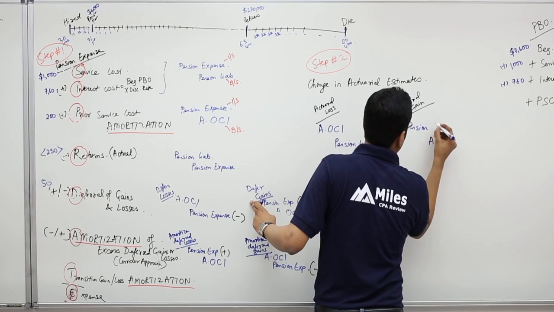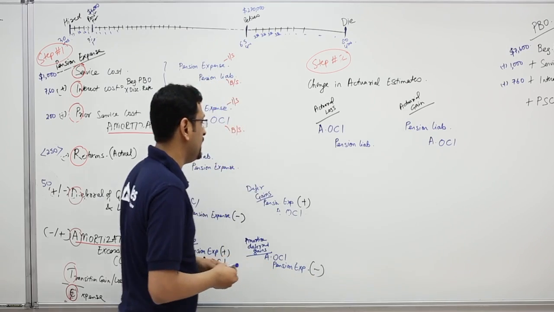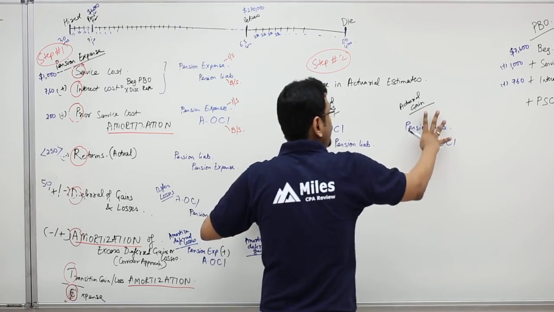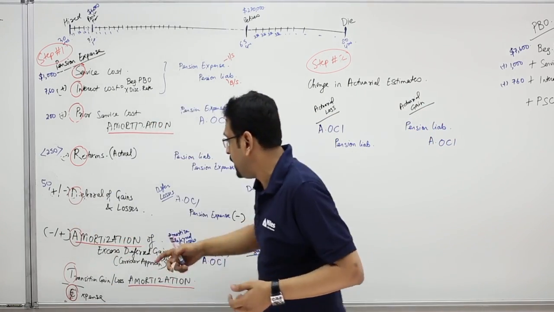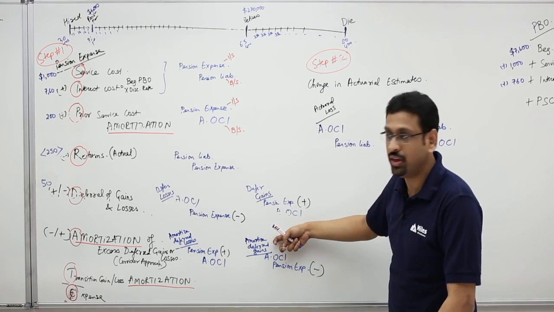It reduces the pension liability. It's an actuarial gain. Naturally, it's less pension liability now. And when this gain plus this gain, these two put together, exceed the corridor limit, that's when we amortize the excess deferred gain.